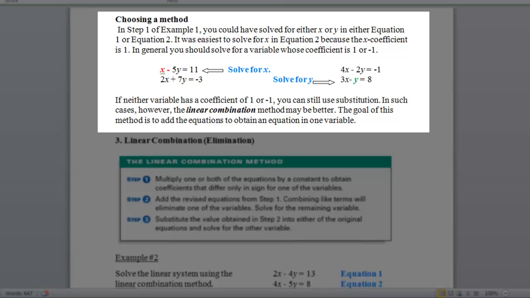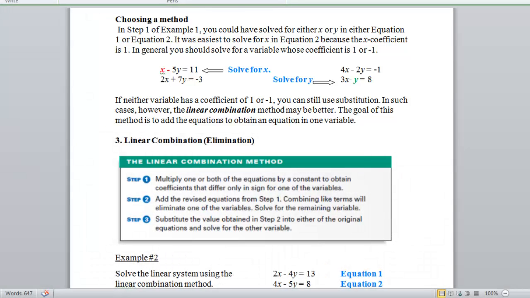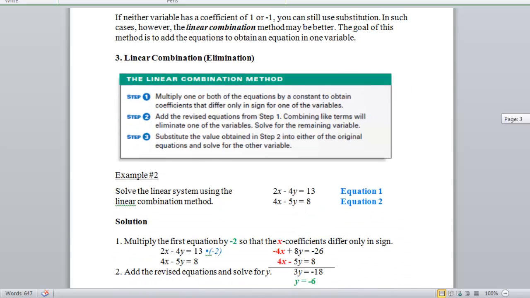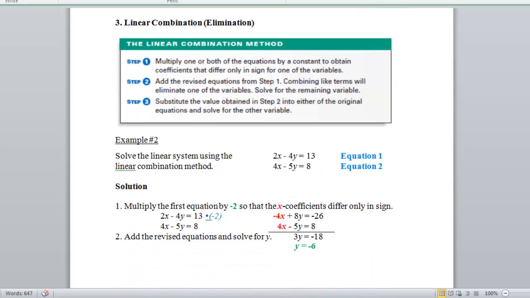Now, the linear combination method has been referred to as the elimination method informally in a lot of textbooks, and a lot of teachers use that language. So be aware that if your teacher uses linear combination or elimination, they basically mean the same thing. And so let's take a look at what we're going to be doing here in linear combination.